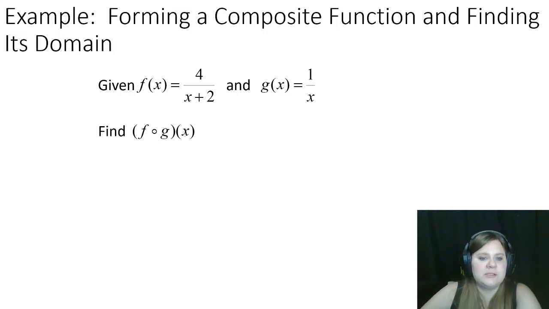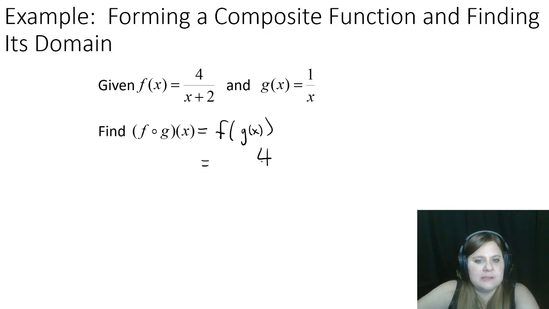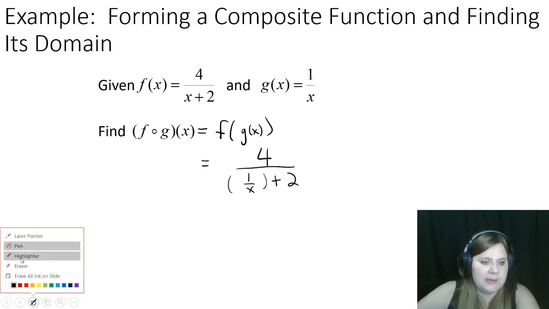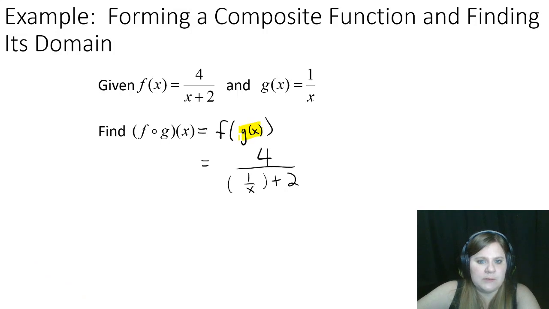Note that we are still finding f of g of x, but our f and our g have changed. So now I'm going to take my f of x, which was 4 over x plus 2, but instead of x, I'm going to plug in g. Now, remember what g is. g is 1 over x. So again, pay attention to what we did here. Since we plugged in g instead of x, we plug 1 over x in, because that is what g of x is. So that's where this came from.